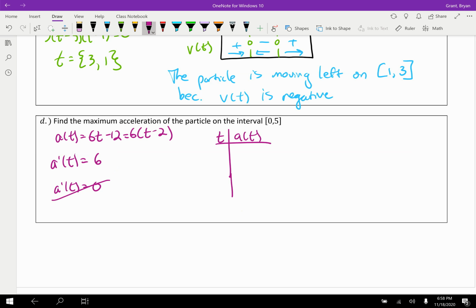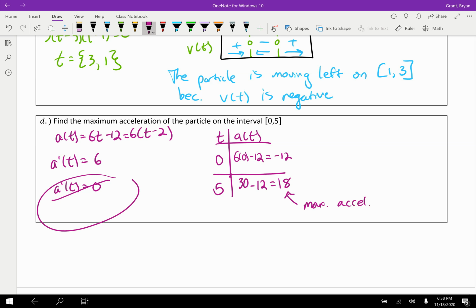Normally we'd include critical points, but there aren't any. So instead, just the endpoints, 0 and 5, aren't they? Okay, let's plug these endpoints in. If I wanted to find a of 0, that is just 6 times 0 minus 12, which is negative 12. If I wanted to find a of 5, that becomes 30 minus 12, which is 18. Out of these two, which one is largest? That one is, right? This is the maximum acceleration. That's our candidates test. Normally we'd substitute in a critical point, but there are no critical points, and that's that.